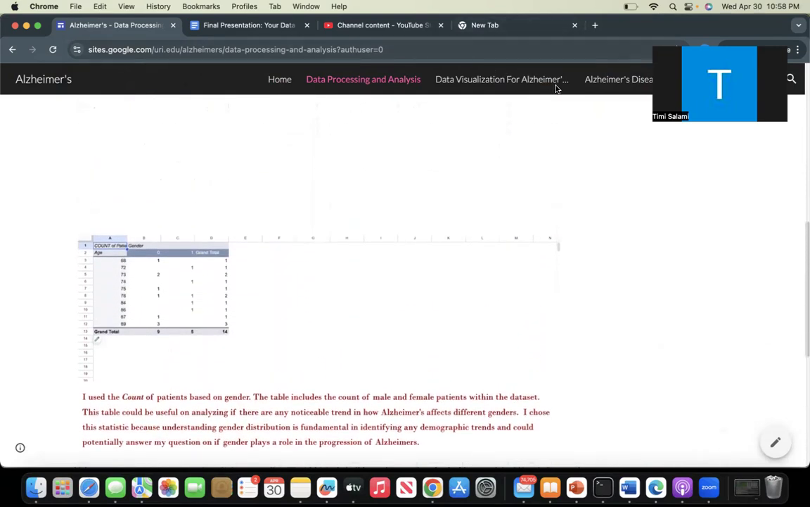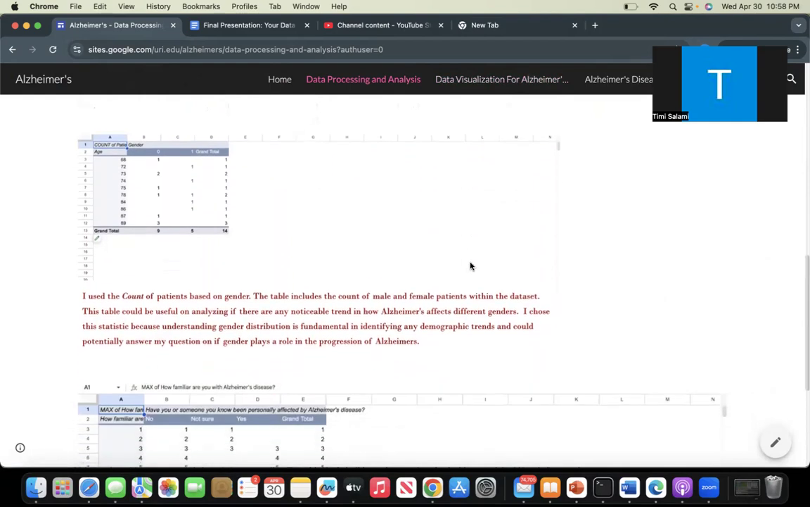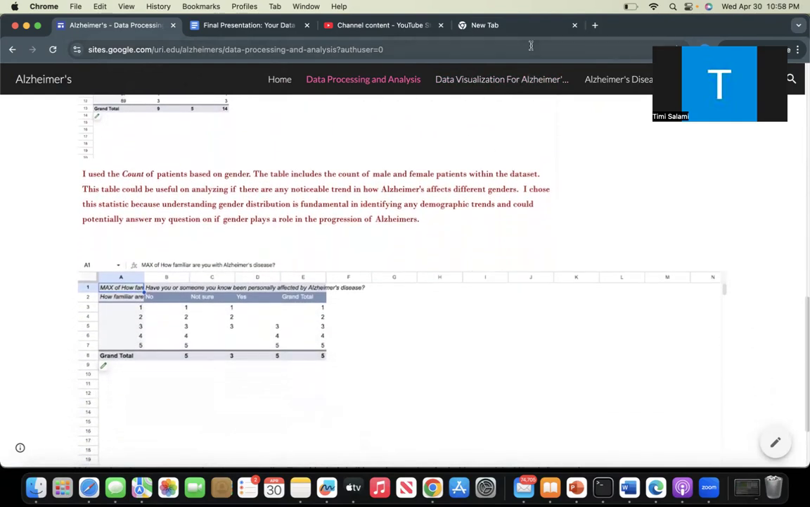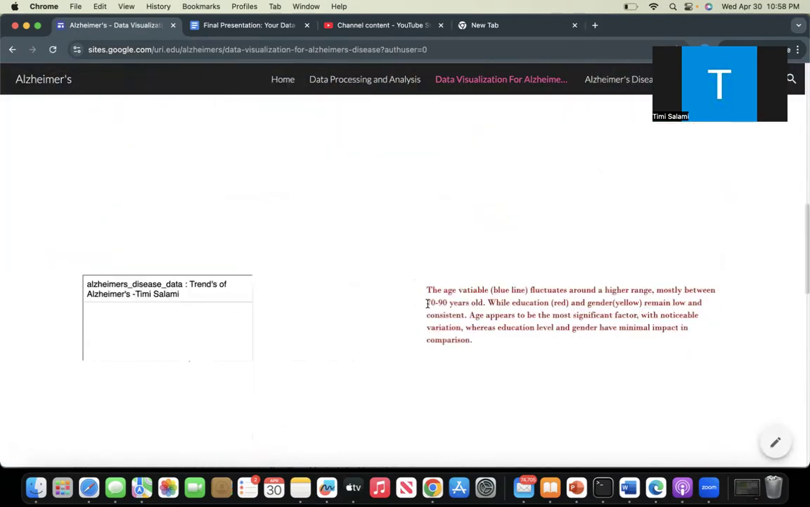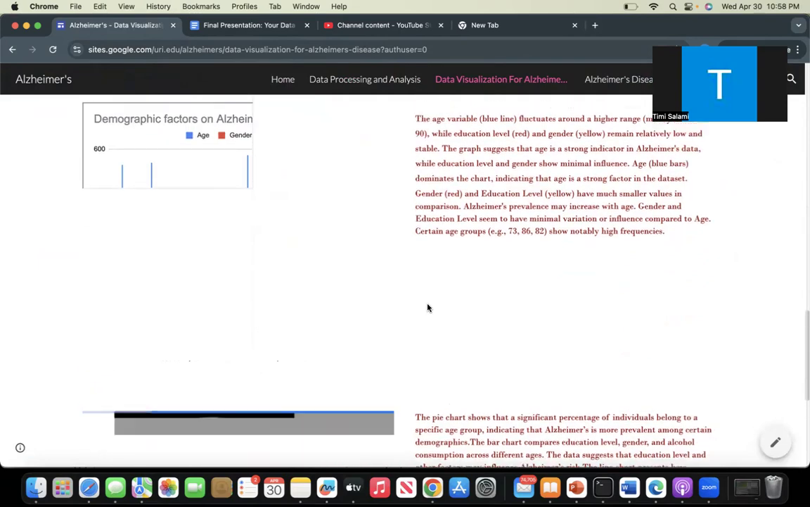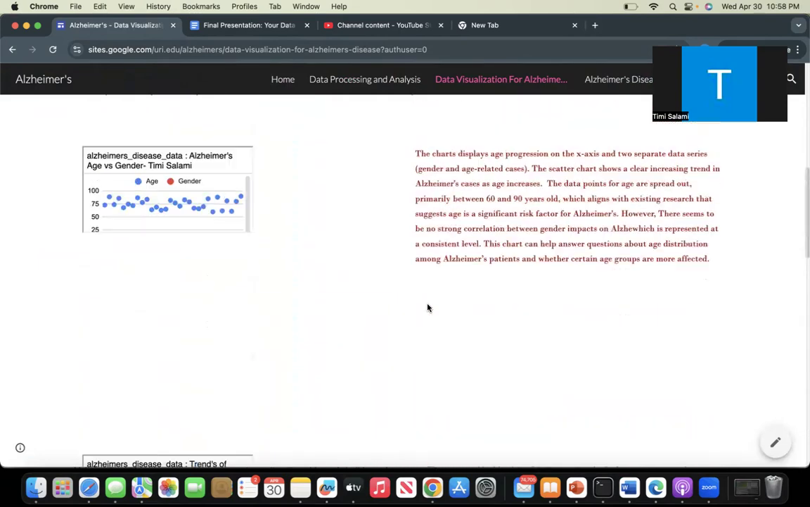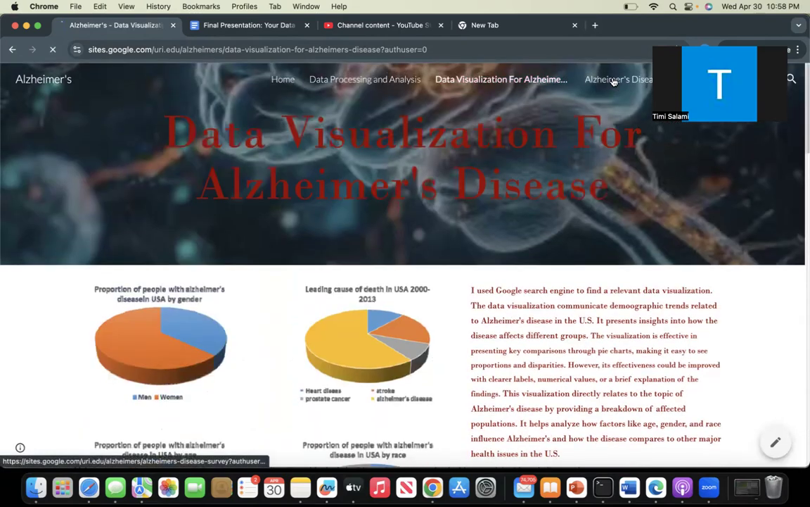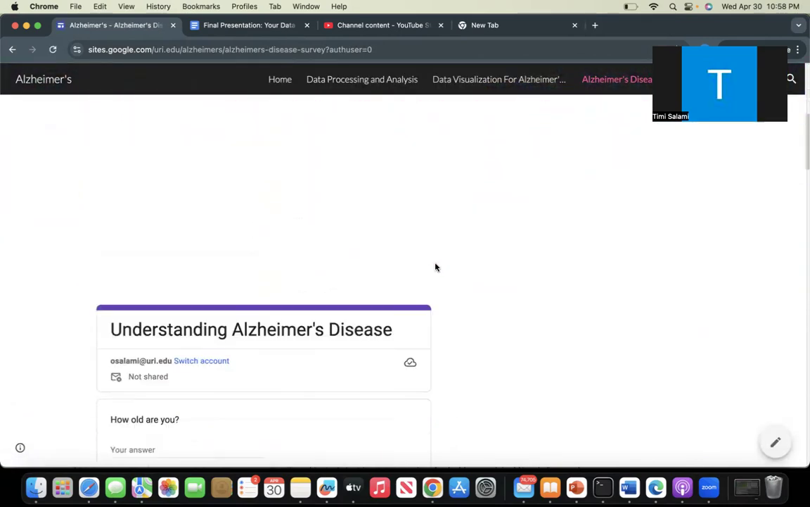And for the next page, I think it talks more about the Google Trends shown. Actually, let me just go on the next page. No, not this page. I think I'm.